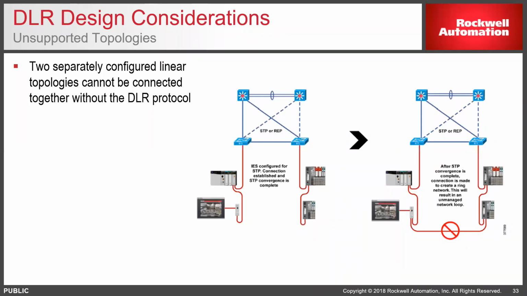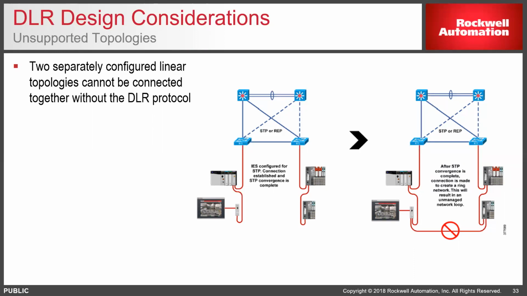In two separate linear configurations, you can combine those to try to create a device level ring, but you need to take extra precautions there, because as you can see, we have on the left an STP or REP connection between the switches. We do not have a DLR link between the switches. So when we create and connect those two different linear networks together, we are now creating a different convergence method, which is not device level ring, which can cause all sorts of different issues.